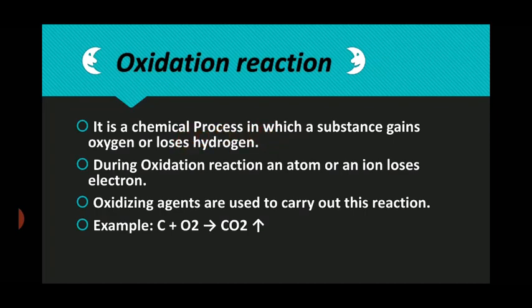So what is an oxidation reaction? In oxidation reactions we gain oxygen and lose hydrogen. During oxidation reactions, an atom or an ion loses electrons. Oxidizing agents are used to carry out this reaction.